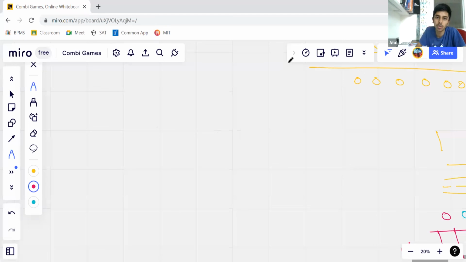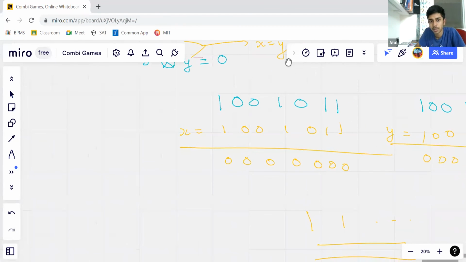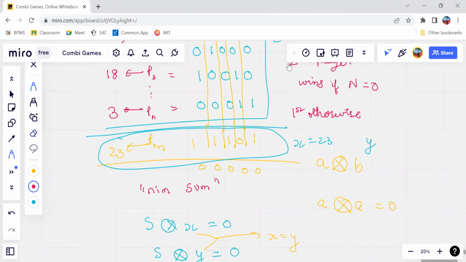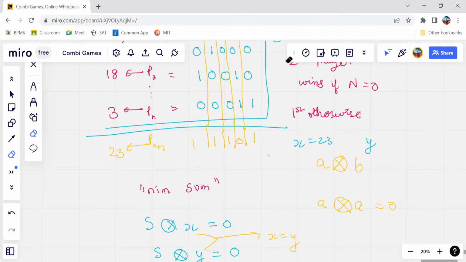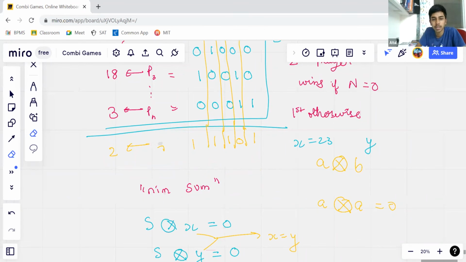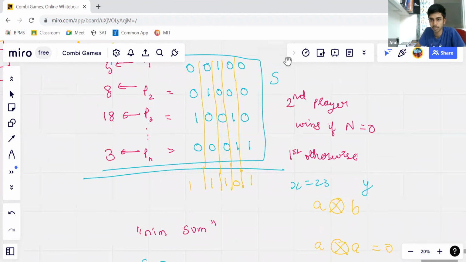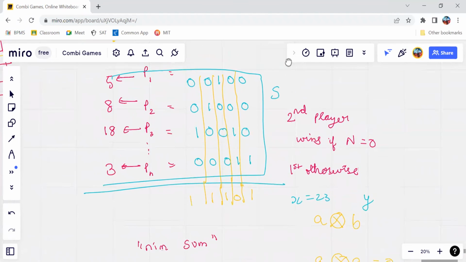Nice. The other direction also isn't too hard. I'll just do that here. The idea is that if it's 0, then anything you do makes it non-zero. Okay. So now we want to show that if n is non-zero, we can make it 0.